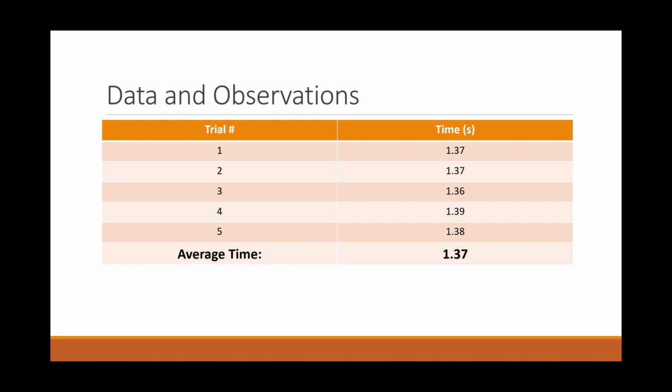These were my data and observations during this lab. The average time it took the bar magnet to fall through the tube of aluminum foil after scrubbing my video and repeating the trial 5 times was 1.37 seconds.